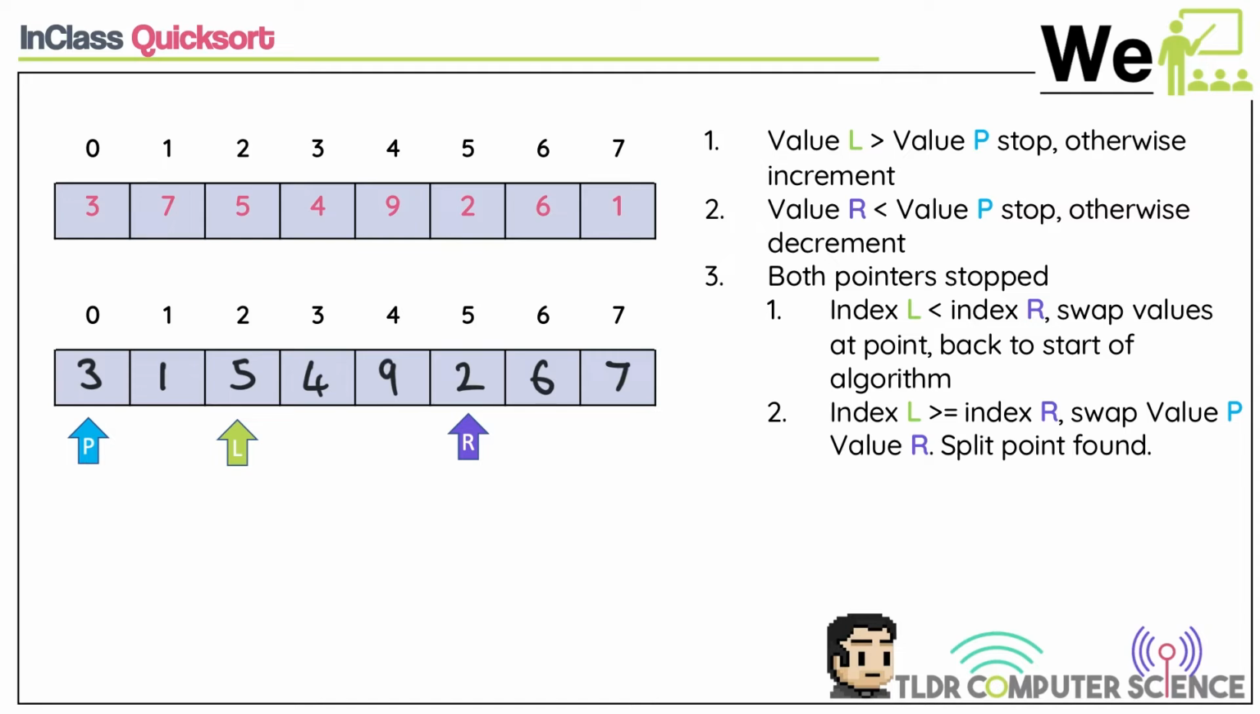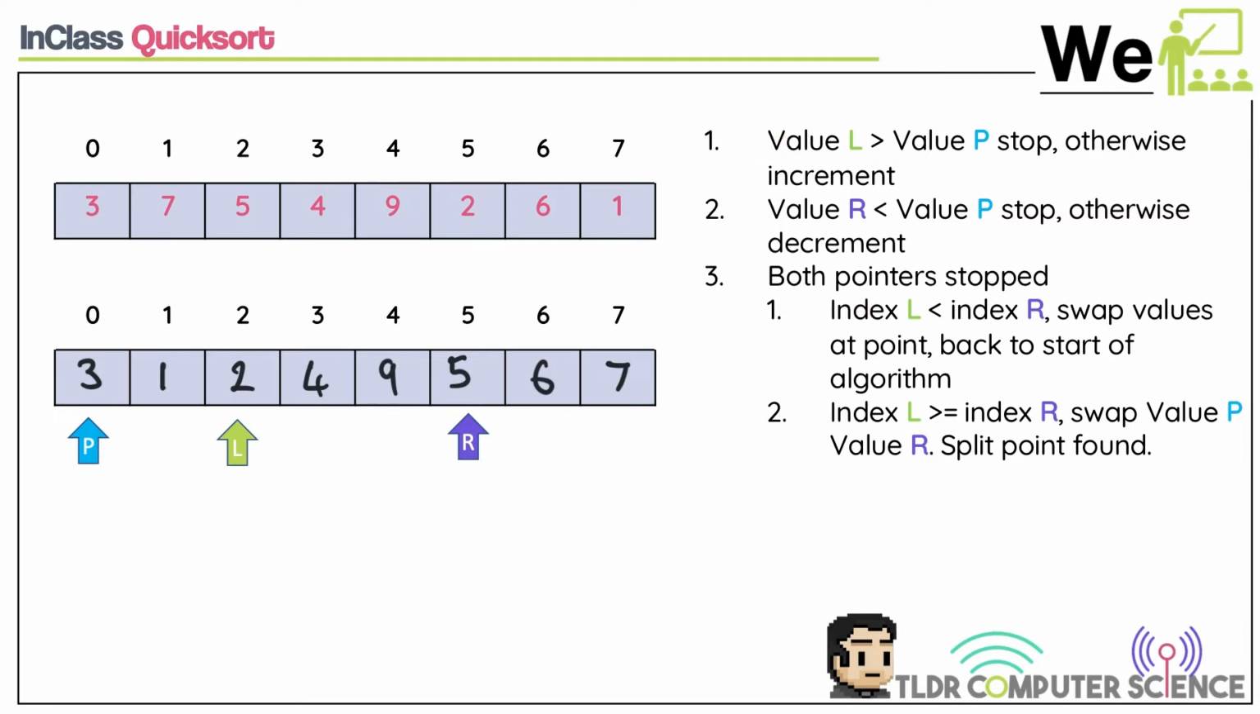Both pointers have stopped. Is the index L, which is 2, less than the index of R, which is 5? Yes, it is. So we need to do another swap. And you see again, we're moving 2, which is one of the lower values, onto this side, and 5, one of the higher values, onto this side. So we're going to swap that now. So we're going to put 2 over here and 5 over here.